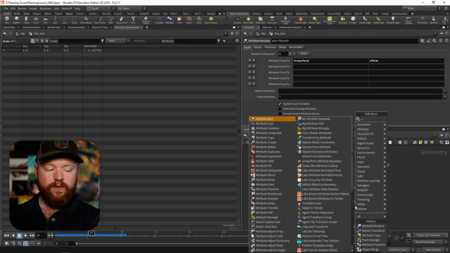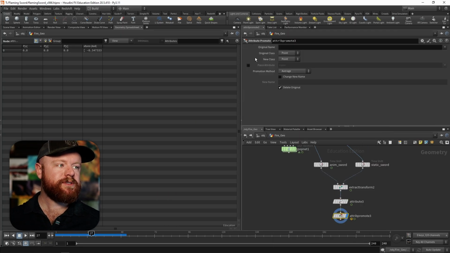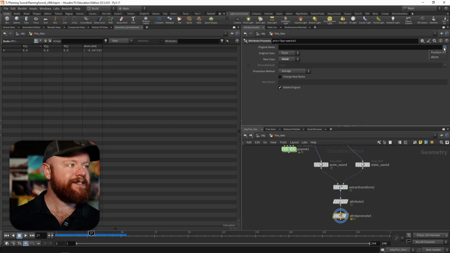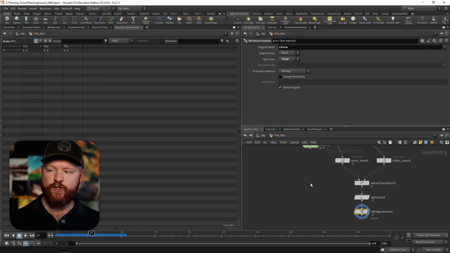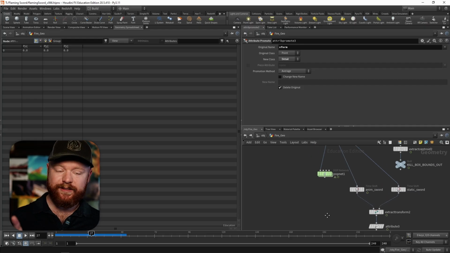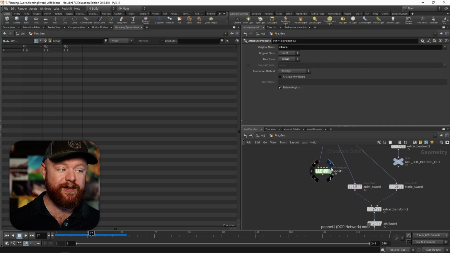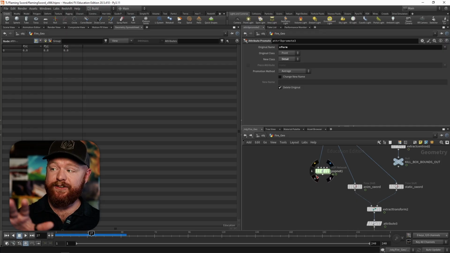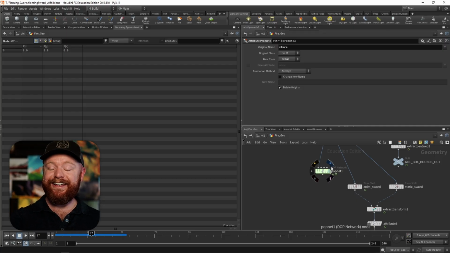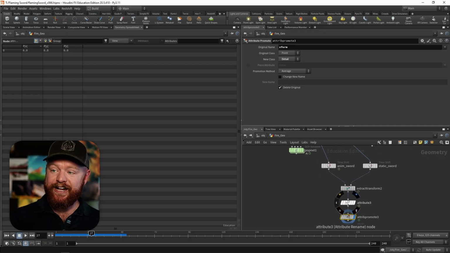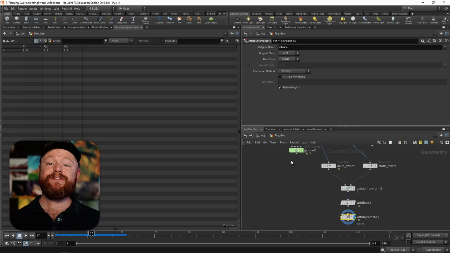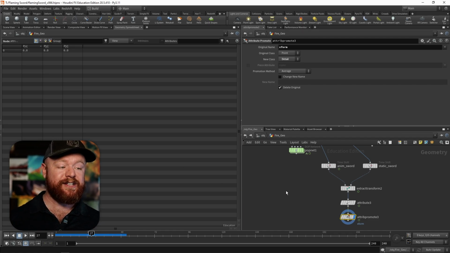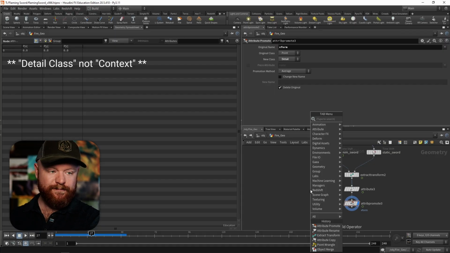And then from here, attribute promote. Let's turn this into a detail attribute. And we're turning that into a detail attribute because I want to store this once. I do not want to store this as many times as there are particles in our popnet. Like if I was just to take the point attribute here and put it on the particles, that would be lots and lots of data. We want to avoid that, so that's why we're using the detail context.